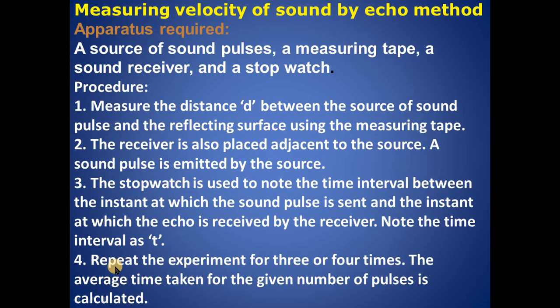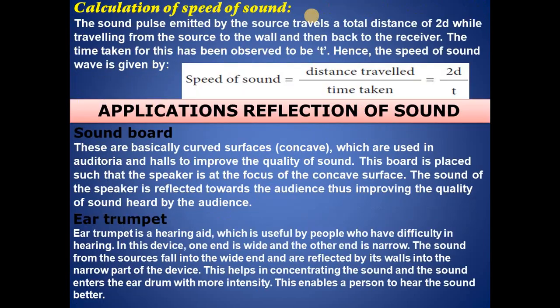Then the fourth point is, repeat the experiment three or four times. The average time taken for the given number of pulses is calculated. So these are all the four points of the procedure of measuring velocity of sound by echo method.